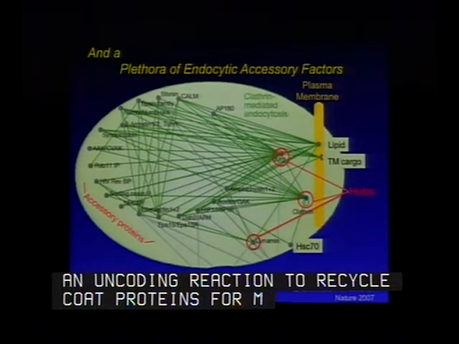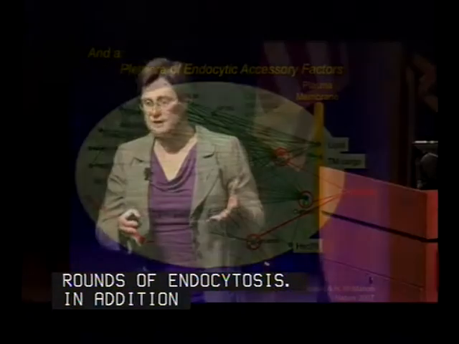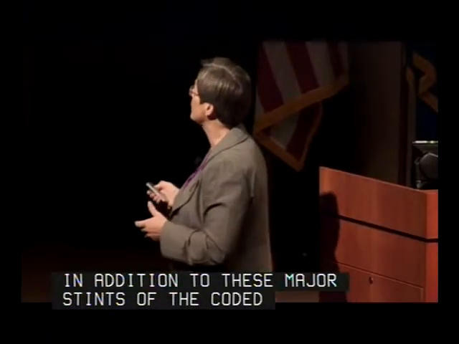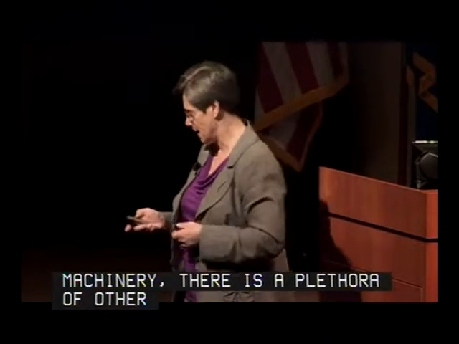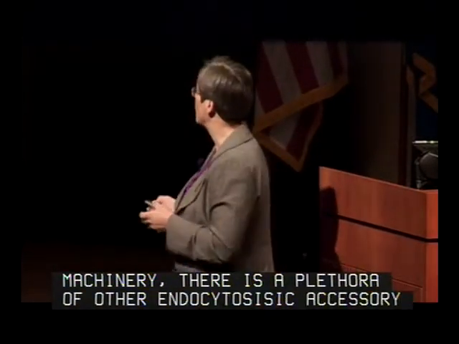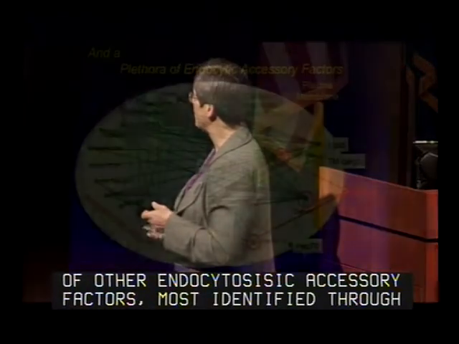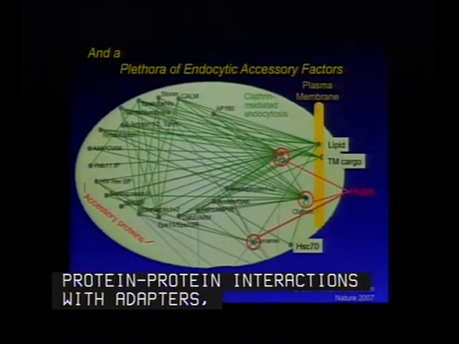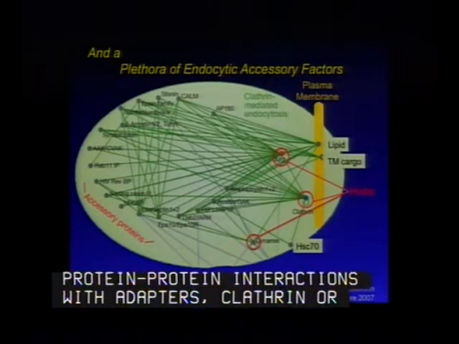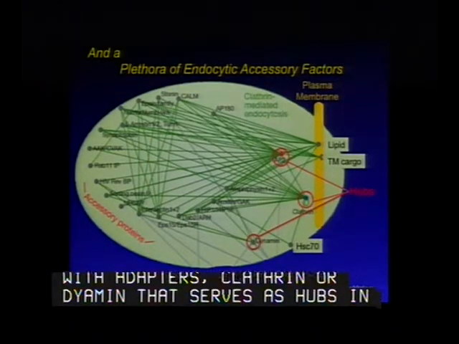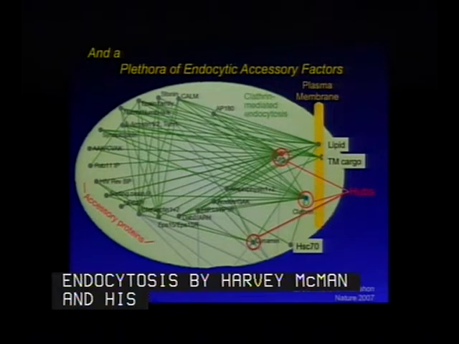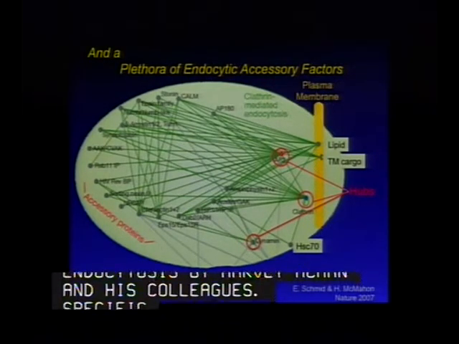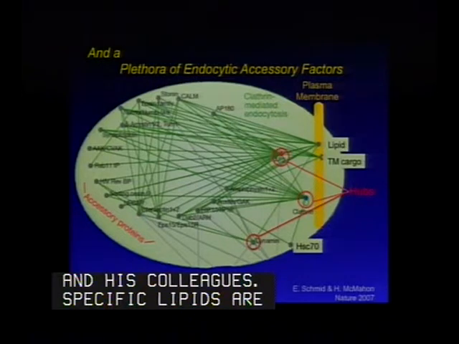In addition to these major constituents of the coated vesicle machinery, there's a plethora of other endocytic accessory factors, most of which have been identified through protein-protein interactions with adapters, clathrin, or dynamin, which serve as hubs in this systems biology type look at endocytosis by Harvey McMahon and his colleagues. Specific lipids are also required, and of course, the cargo is an important regulator.